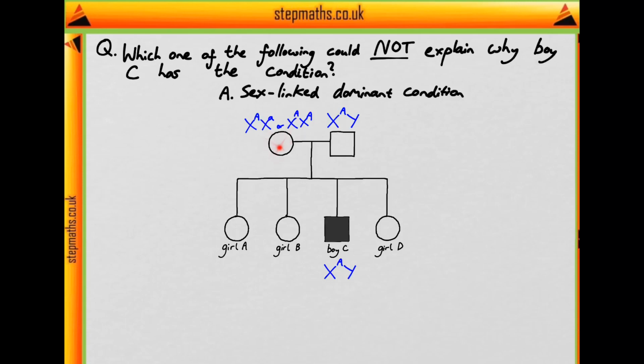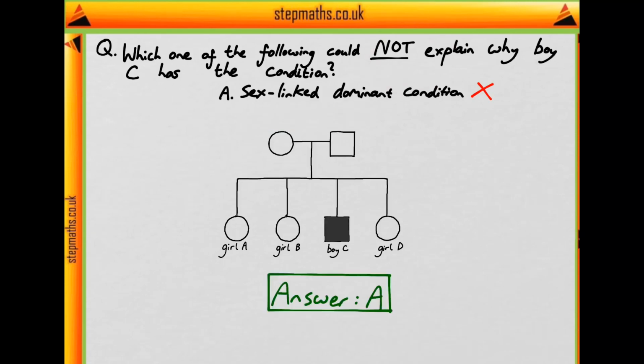However, we can see that neither of the parents are shaded as boy C is, so neither of them have this genetic condition, meaning it can't be the case that this is a sex-linked dominant condition. So now we know that A is our answer. You can continue watching if you want to see why the other answers can explain why the boy has the condition. So our answer is A, but I'll move on to addressing the other points now.